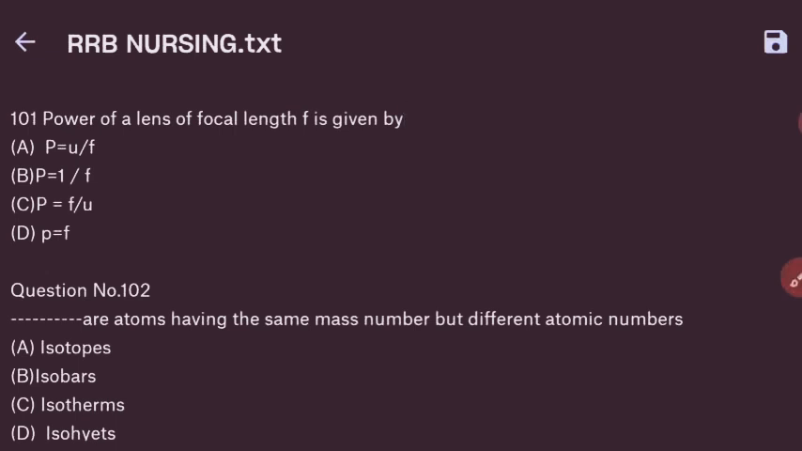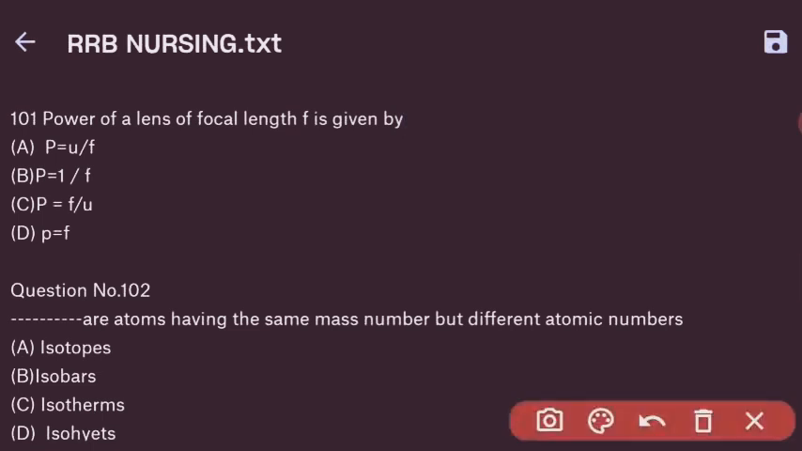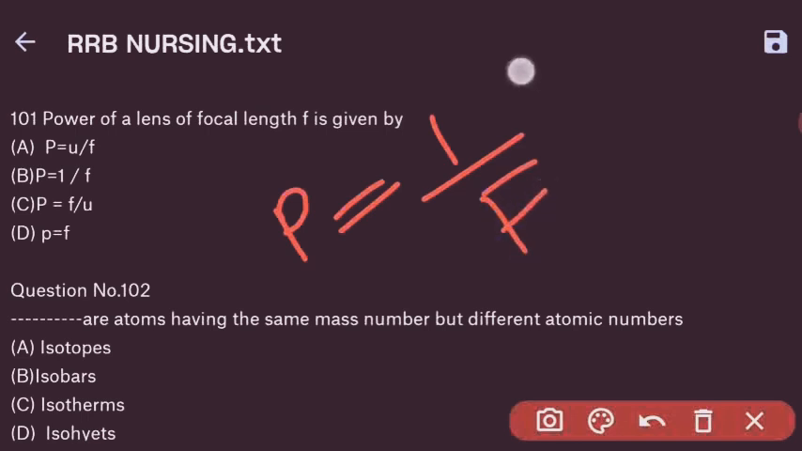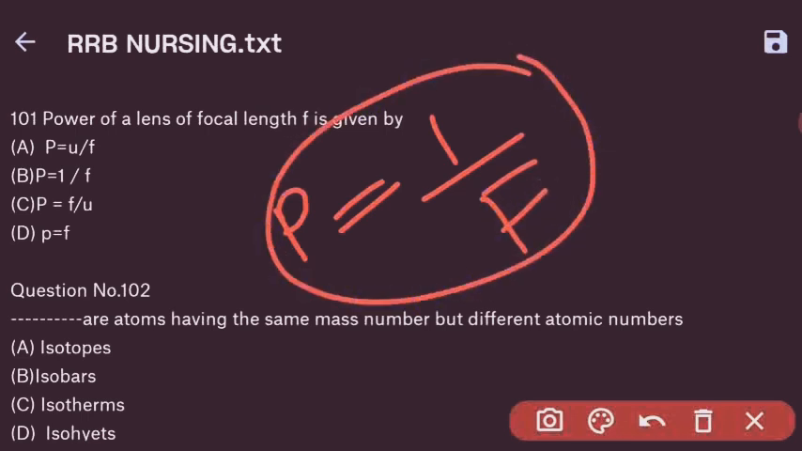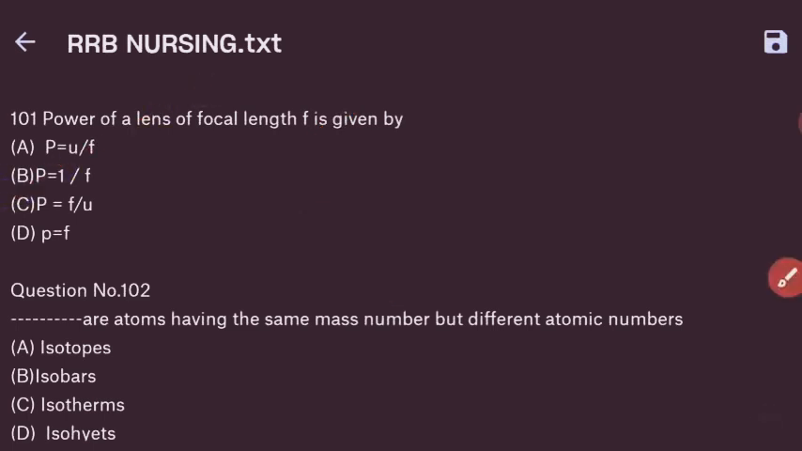So let's start our today's question session. Our first question is: power of a lens of focal length f is given by... Here we have to remember one formula, that power of lens is equal to 1 by focal length. Okay, so this is the formula of power of lens, so here our right answer is B.